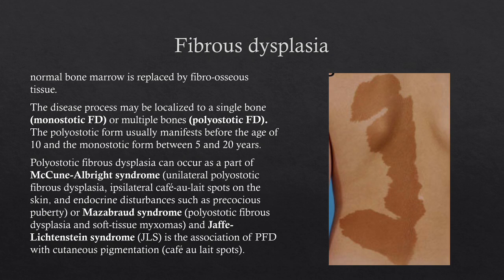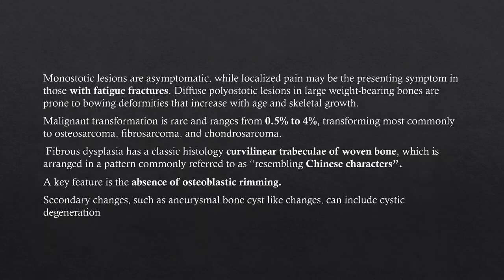And these café-au-lait spots, as you can see in the image on the right, are seen also in neurofibromatosis, but the borders are different for fibrous dysplasia as well as neurofibromatosis. The next syndrome is the Mazabraud syndrome, where fibrous dysplasia can be a part of it, along with soft tissue myxomas, and Jaffe-Lichtenstein syndrome, where café-au-lait spots occur along with fibrous dysplasia.